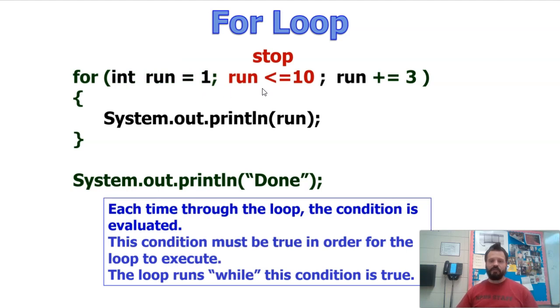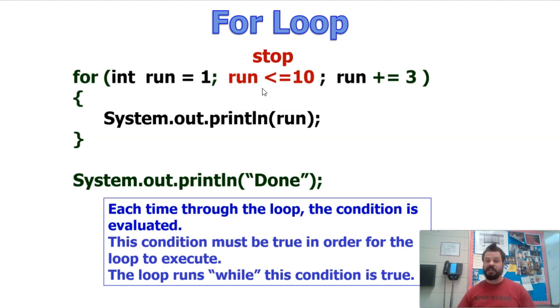Okay, the next part of our for loop is the looping condition, and you can think about that as telling the loop where to stop. Each time through the loop, the condition is evaluated. This condition must be true in order for the loop to execute. We could say that the loop runs while the condition is true.